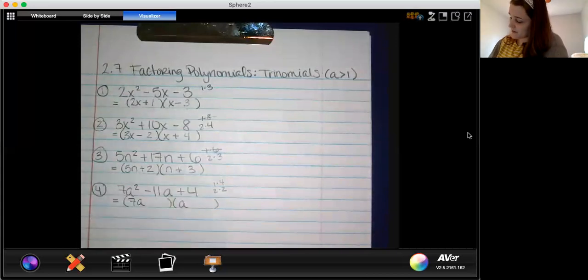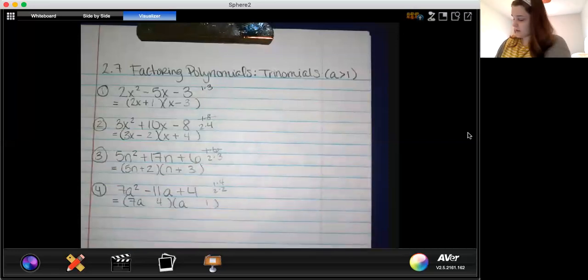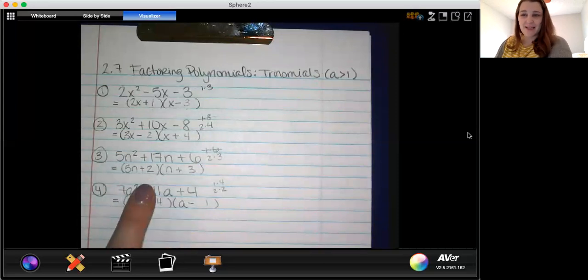Let's try the opposite, just like we've done every time. So 4 and 1, can that work? 7a and 4a, can that get me to a negative 11a? Again, yes, if the signs are correct. Let's check. We have a negative b and a positive c. So the only way that would work is if they're both negative. So they have to be negative, so would that work? Negative 7a and negative 4a, that would give me a negative 11a, and negative 4 times negative 1 would be positive 4. So that one works.